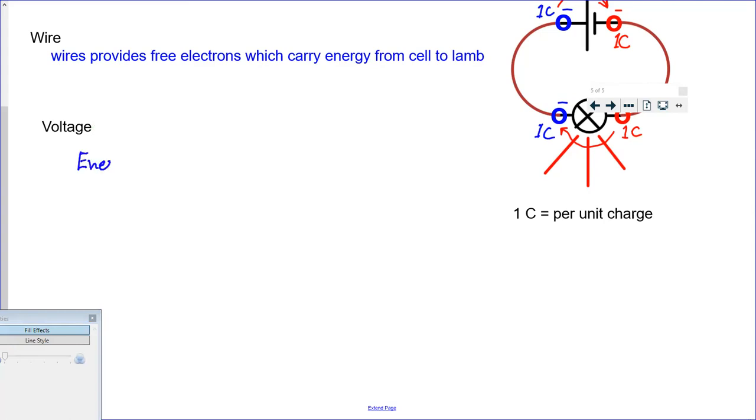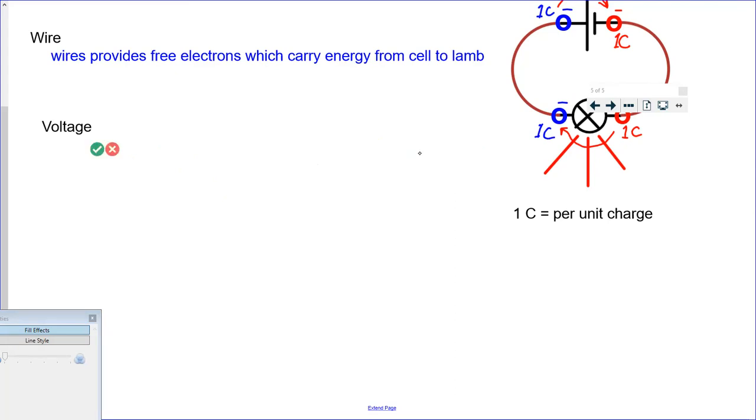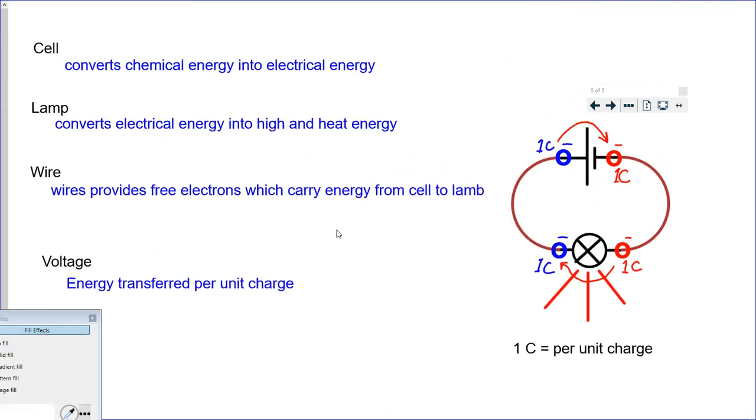It's energy transferred as that 1 coulomb of electrons passes through the cell or lamp. That energy transferred per unit charge is voltage. I have used voltage. It can be potential difference, it can be EMF, that's a different thing. But what I have written is energy transferred per unit charge. Is it clear?